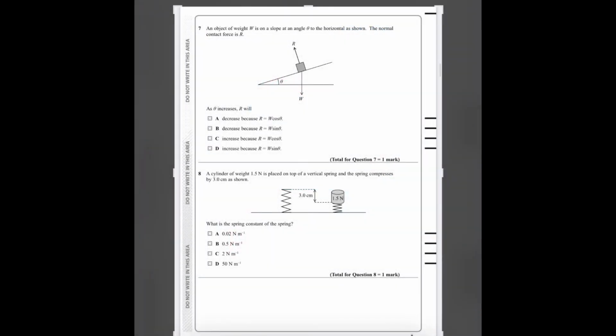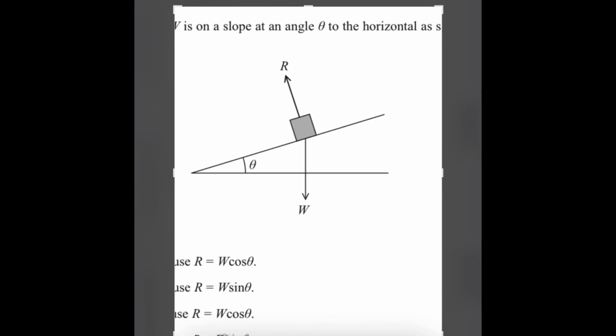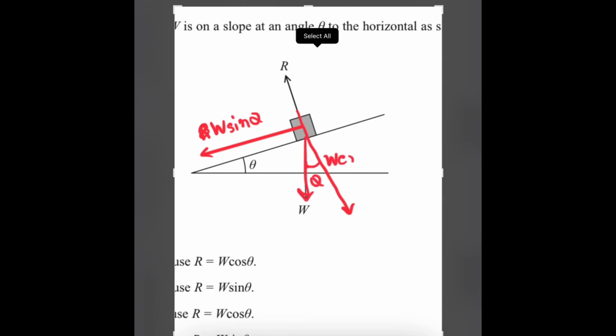Number 7. An object of weight W is on a slope at an angle theta to the horizontal as shown. The normal contact force is R. So as theta increases, R will. Here what we need to consider is the components. This would be W sin theta, and if this angle is theta and this is W, this component would be W cos theta.